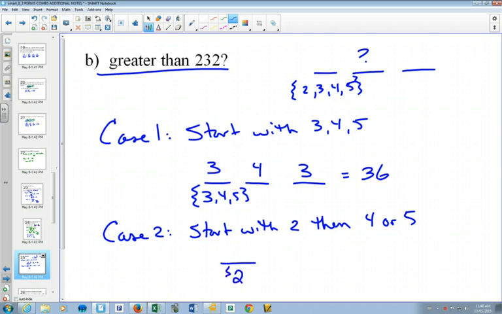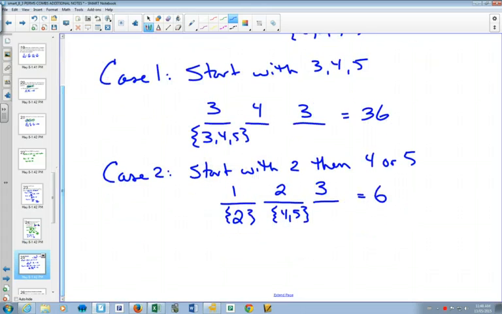So I'm starting with a 2, only one choice there. Then I'm saying 4 or 5, 2 choices there. And now there would be no restrictions on my last number. There's 3 numbers left for 6 possible ways. What haven't I counted? My numbers in the 230s. So that'll be my case 3.